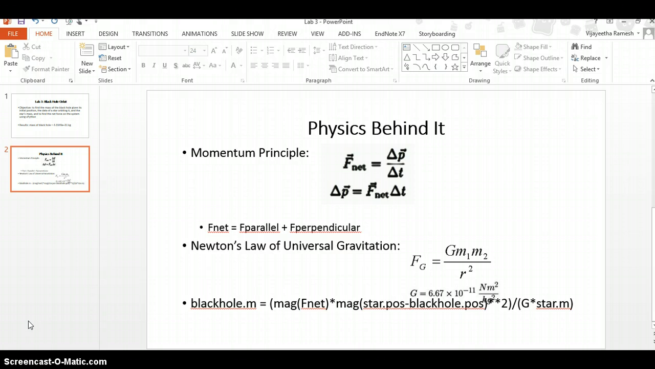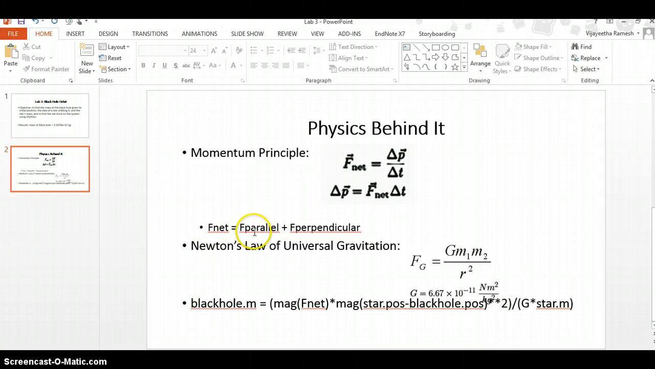The two main physics concepts involved are the momentum principle and Newton's law of universal gravitation. The momentum principle states that the net force is equal to the ratio of the change in momentum over the change in time. The law of universal gravitation states that the gravitational force is equal to the gravitational constant times the two masses over their distance squared. And this is when one body exerts a gravitational force on another in space.